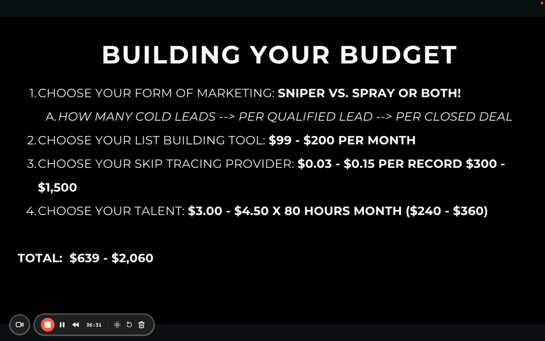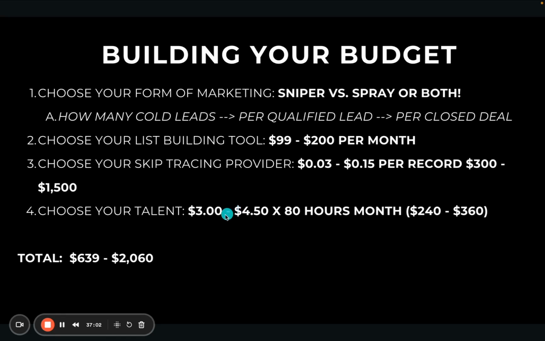Then you, of course, want to pick your list building and data tool. It can range, but PropStream 97, Lead Sonar 97, Batch Leads 97, 99, so on and so forth. Those are your options on a lower budget. Then you've got to look into your skip trace providers, as I talked about, anywhere between 3 to 15 cents. Then you have your talent, of course, if you want to do this. If you don't want to be doing this part of the business, which I certainly recommend, first thing, remove yourself from lead generation. Second, remove yourself from data management.